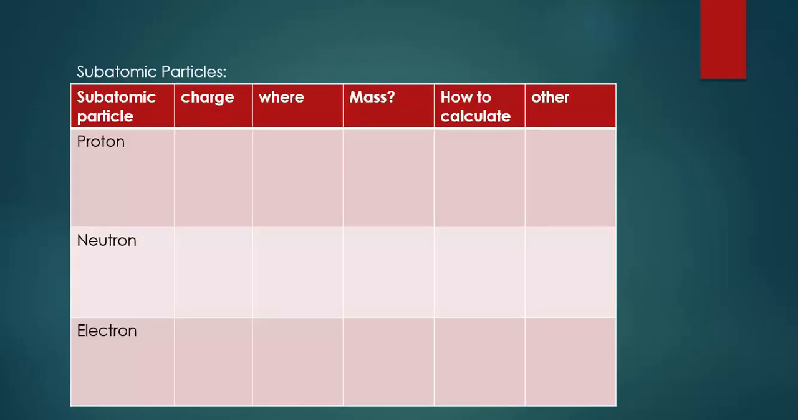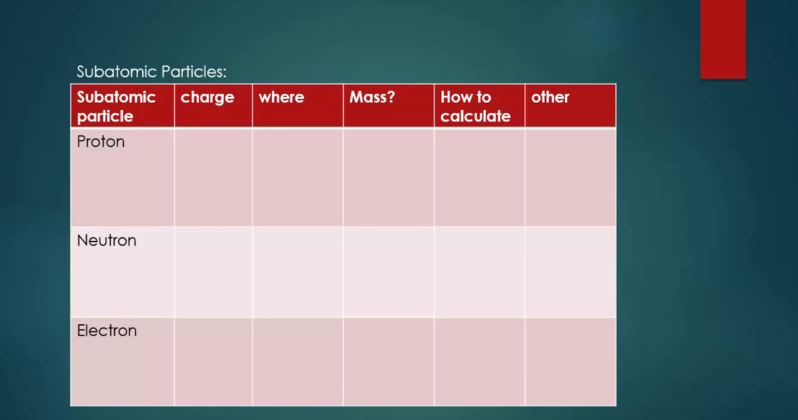So what you'll want to do is write down this chart about subatomic particles. It's going to summarize all the basics you need to know about protons, neutrons, and electrons, which are subatomic particles. Subatomic, sub meaning below or smaller than, and atomic meaning obviously atomic, so smaller than an atom. Particles would be the protons, neutrons, and electrons.